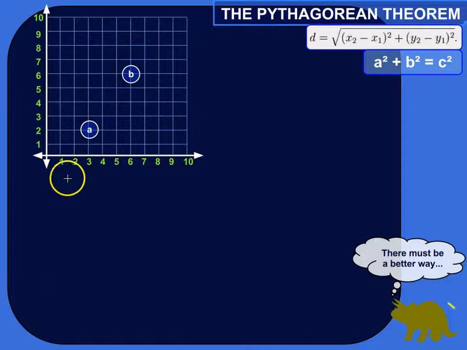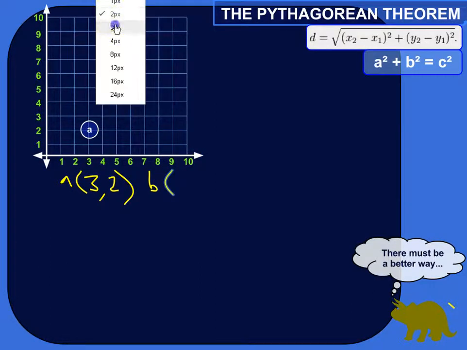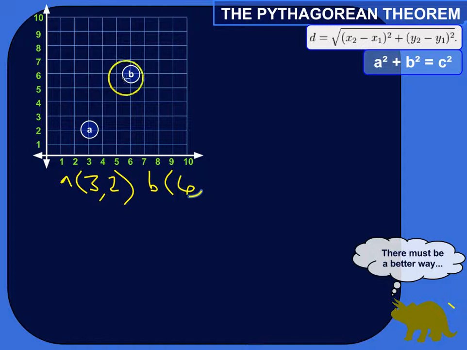So the coordinates of A are x is 3 and y is 2, and the coordinates of B, x is 6, and y is 6. Okay, so this x2 and x1 business, y2 and y1, that just means let's choose one coordinate pair to be the ones and one coordinate pair to be the twos. So let's just make these guys the ones and these guys the twos. A and B, pretty logical.